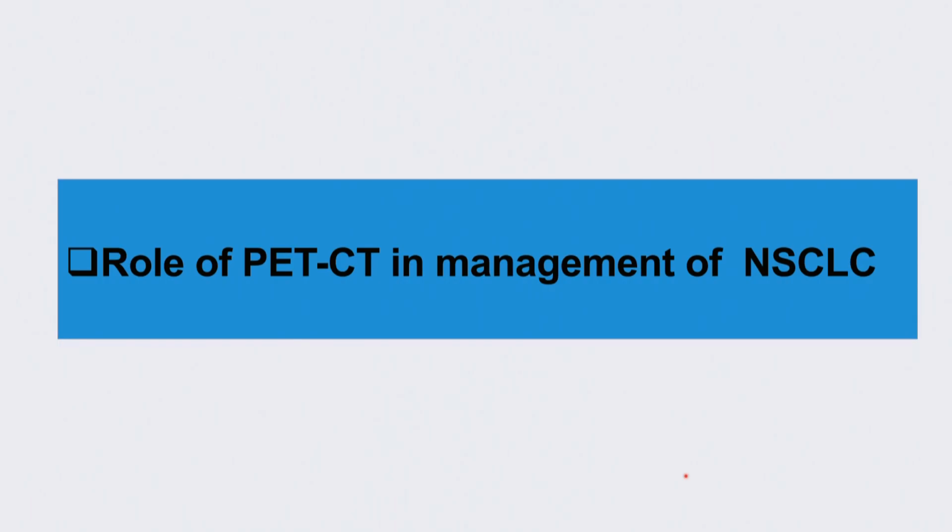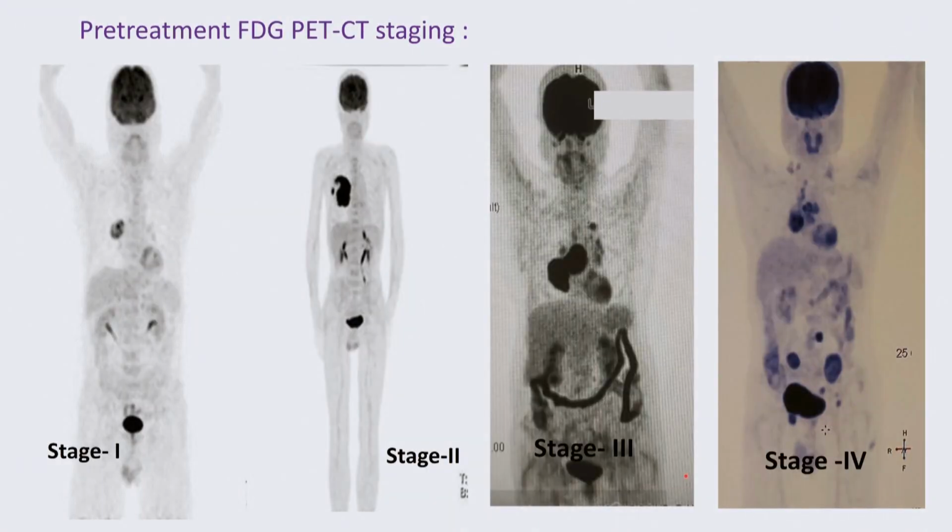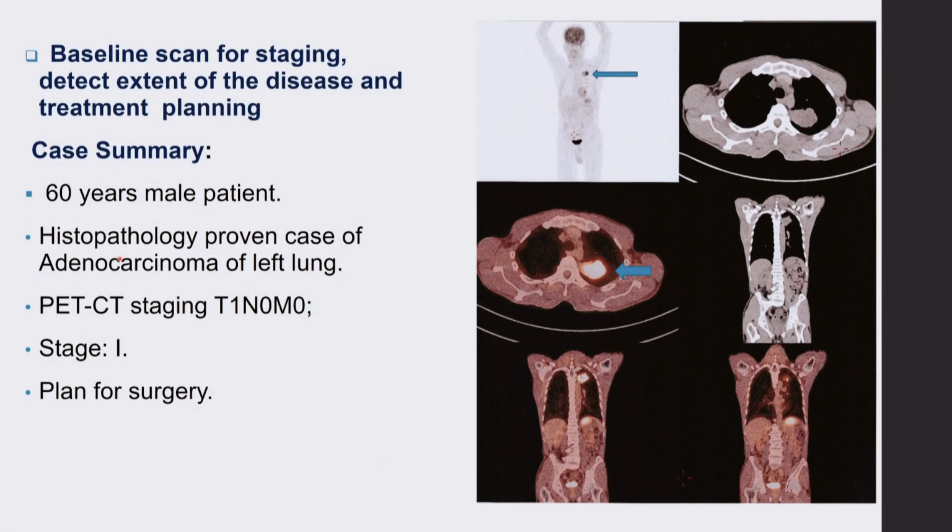Role of PET-CT in management of non-small cell lung cancer. PET-CT can accurately pre-stage a baseline lung cancer patient. Here is a 60 year old male patient, a histologically proven case of adenocarcinoma of the left lung, and we can clearly see a hypermetabolic mass in the left upper lobe, and this patient has no other nodal, visceral or skeletal metastasis. So the patient is stage 1 and the patient is opted for surgery by the tumor board.